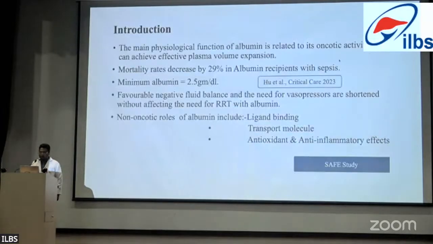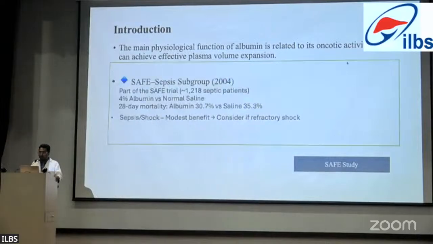The main physiological function of albumin is related to its oncotic property, which can achieve effective plasma volume expansion. It helps in mortality rate reduction by 29%, with a minimum albumin concentration of 2.5 advised in the reference studies. A favorable negative fluid balance is achieved with albumin, and the need for vasopressors is also reduced without affecting the need for RRT. Non-oncotic roles of albumin include ligand binding and transport as a transport molecule, and antioxidant and anti-inflammatory properties.